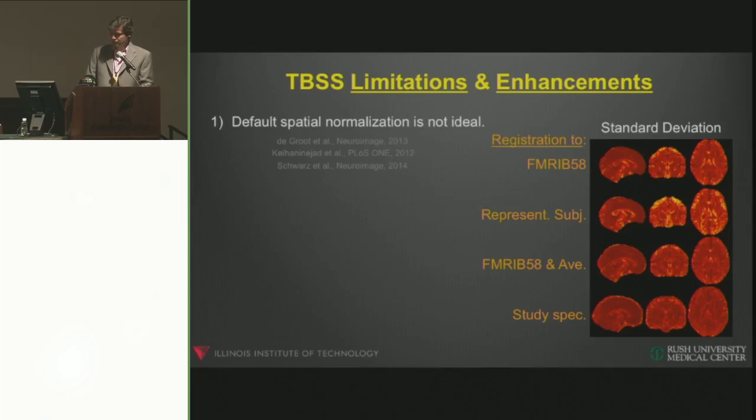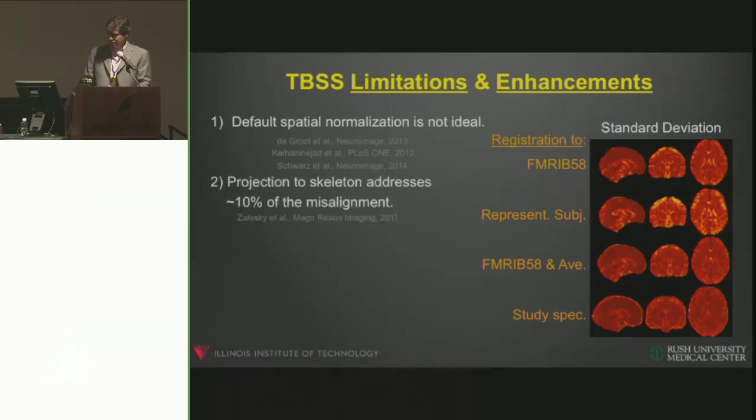So the first 3 rows are the options that you have through TBSS for the normalization step. What Keihaninejad showed is that the standard deviation is actually lower if you register to a good study-specific template. I should point out here that even that study-specific template is not perfect because it was constructed using FA-based registration, not tensor-based registration. So you can basically do much better than what the bottom row shows there.